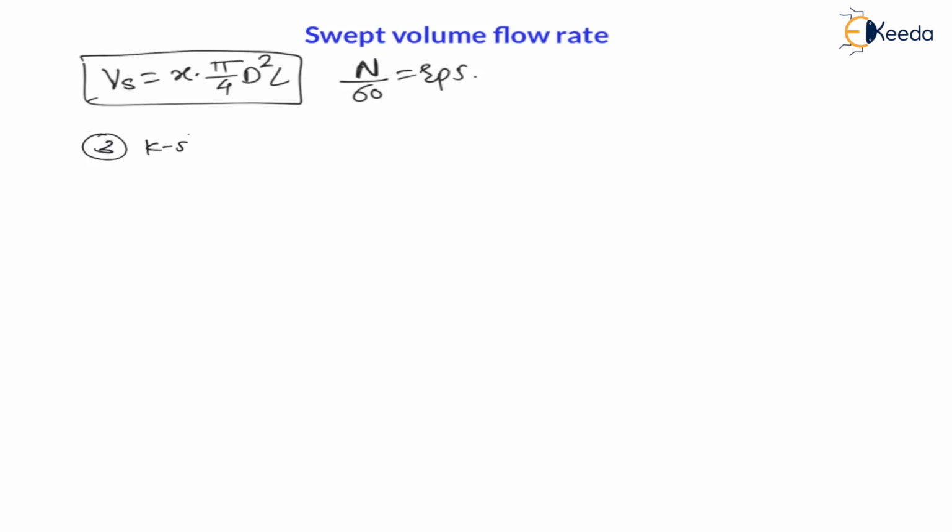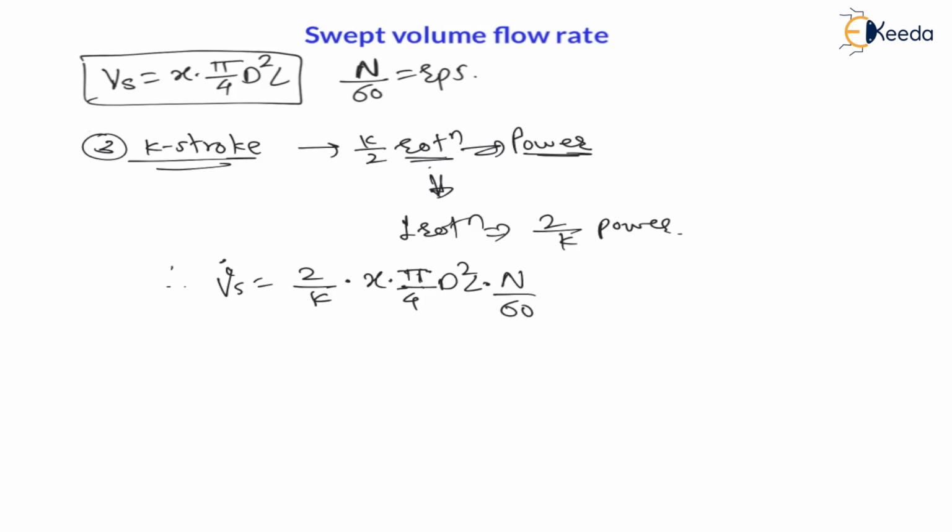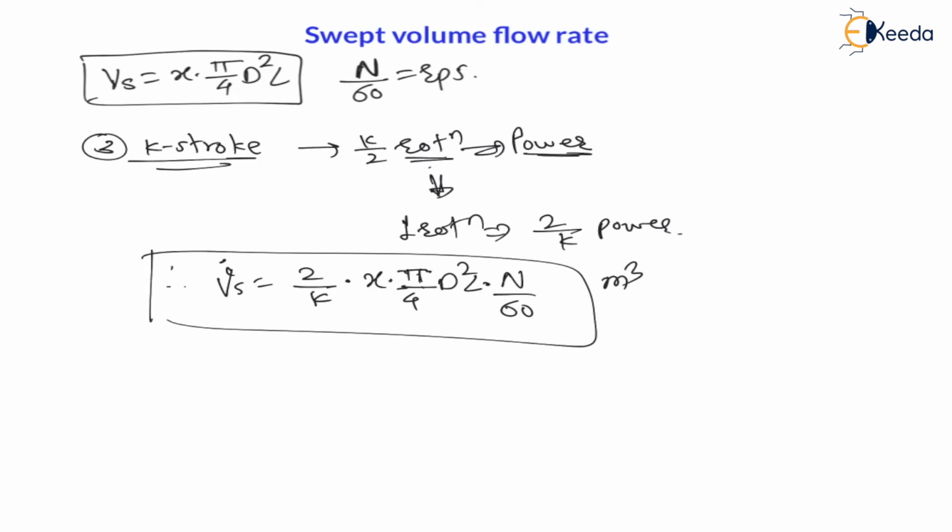Let us say the third case is a k stroke engine. For k strokes, that means in k strokes power is generated. That means in k by 2 rotations, power is generated. Means for full power we need to rotate the crank k by 2 times. That means in one rotation 2 by k power is generated. Therefore swept volume flow rate is equal to 2 by k into x into pi by 4 d square L, right, into N by 60. This is how we can calculate swept volume flow rate in meter cube per second.